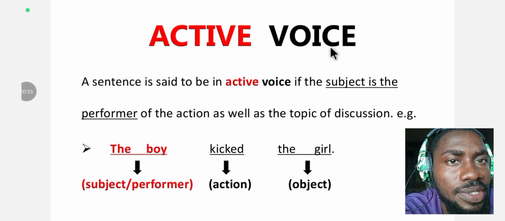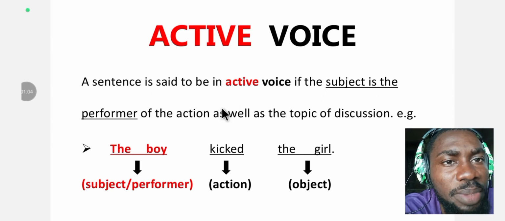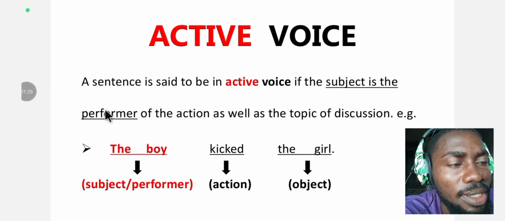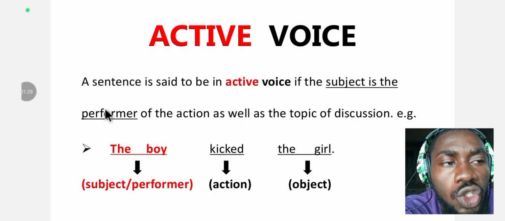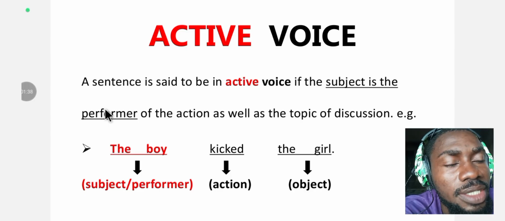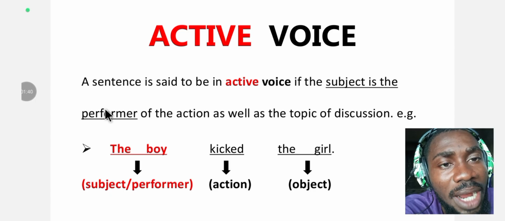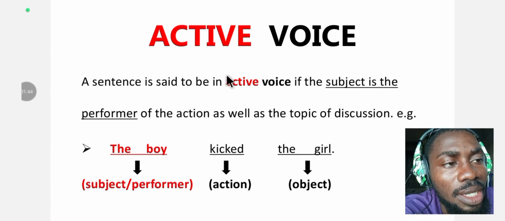Active voice. What is an active voice? A sentence is said to be in an active voice if the subject is the performer of the action as well as the topic of discussion. So the sentence is in active voice when the subject is the performer and is the area of discussion in the sentence. The subject is what the sentence is all about. That's when a sentence is in the active voice.